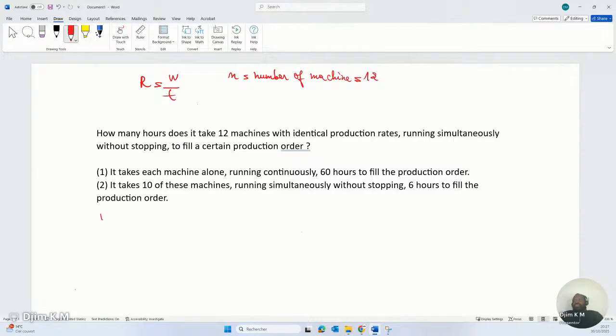And the first condition says it takes each machine alone running continuously 60 hours to fill the production order. Okay, so it takes 60 hours. So the rate for one machine is 1 over 60.